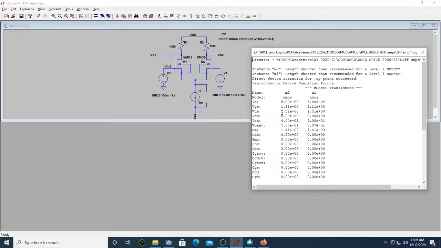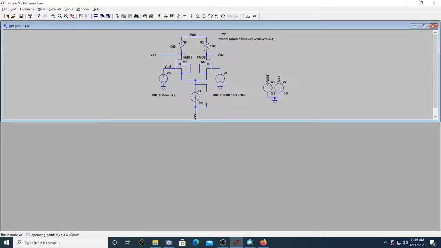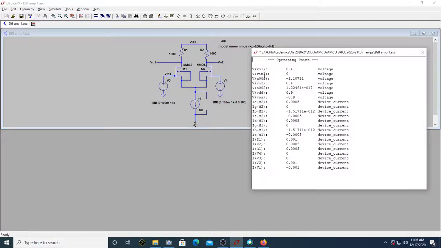VDS is almost 1 volt. VDS is not required, so I'm interested in VD, which is 0.4 here, which is V01, V02. The DC voltages at V01, V02 are 0.4.